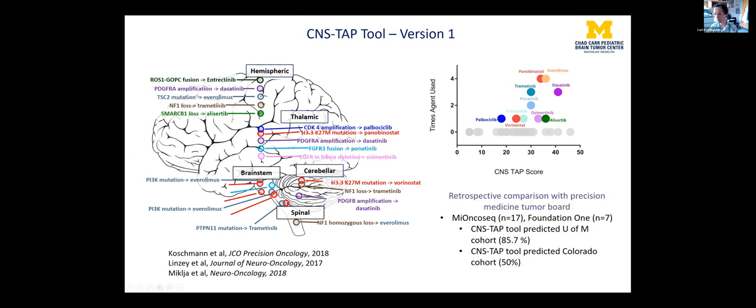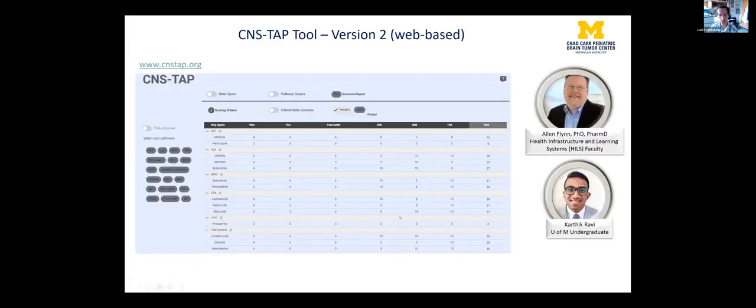So when we looked retrospectively using the tool and the drugs that we had chosen in the board, it did coincide 85% of the time, and that's not too surprising. We tweaked this tool to coincide. So this was the best we could do with the tool to coincide with our own experience. And then we worked with the Colorado group who was doing things in their own tumor board, and our tool was concordant with their decisions about 50% of the time.